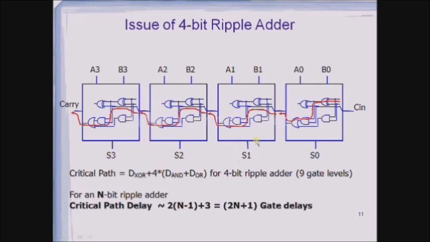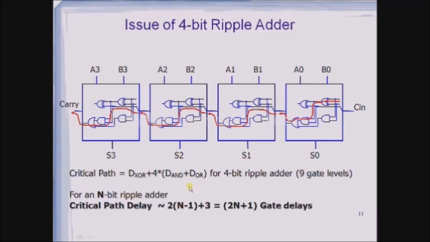Each and every stage has an AND as well as an OR gate, therefore 4 into the delay generated by the AND gate plus the delay generated by the OR gate for the ripple carry adder. Therefore, this complete circuit would generate a delay equal to 9 gate levels. So if I'm going with an n-bit ripple adder, then the delay generated by the circuit would be 2n plus 1.